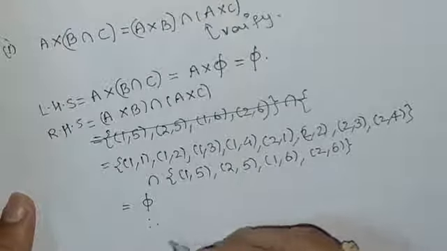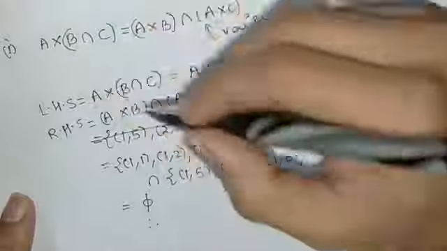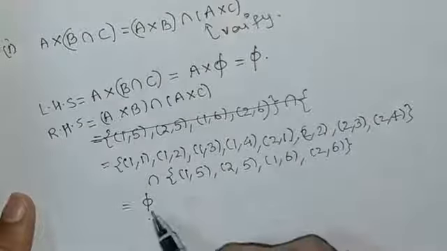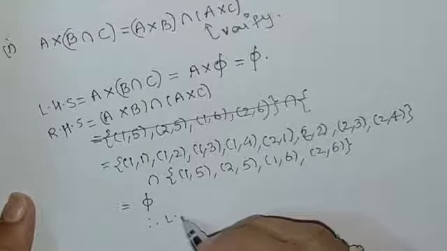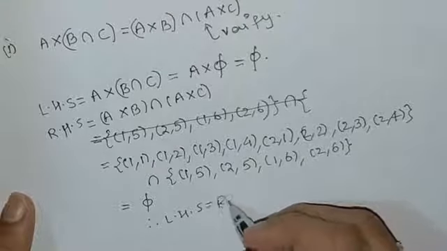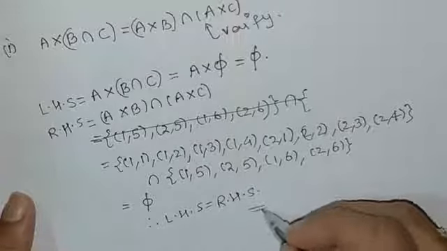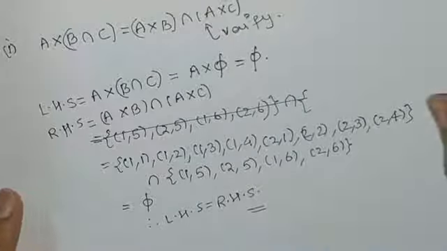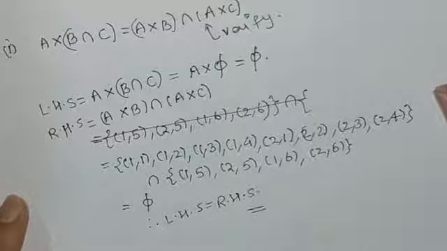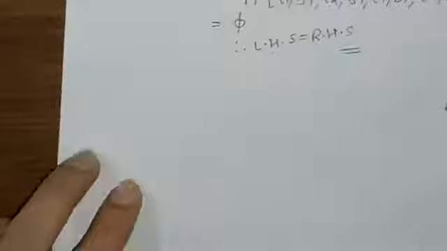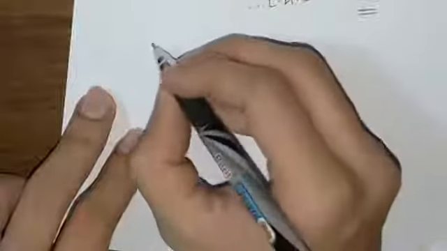So therefore LHS, which is equal to empty set, is equal to RHS, which is equal to empty set. That was the problem number 7.1. Now let us go to the problem number 7.2.